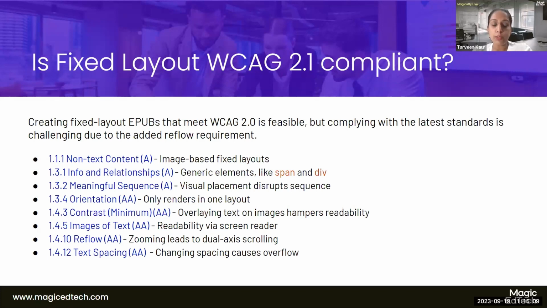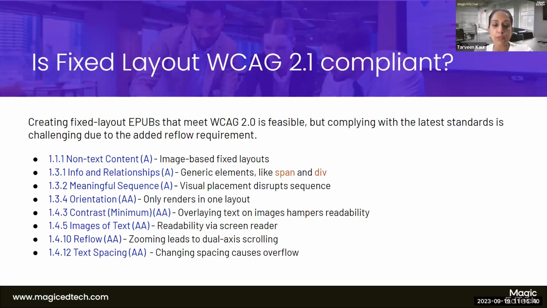1.3.2, meaningful sequence. Again, if you have a fixed layout EPUB that is divided into two portions and there are instances where you end up getting the callouts within the content, it gets very difficult to maintain the reading order from top to bottom, left to right. You end up moving on to the callout section that is out of the standard reading order but actually helps you convey the information at the right stage.